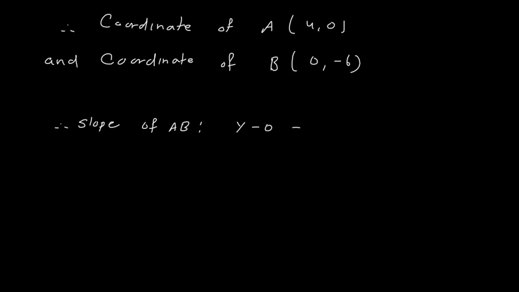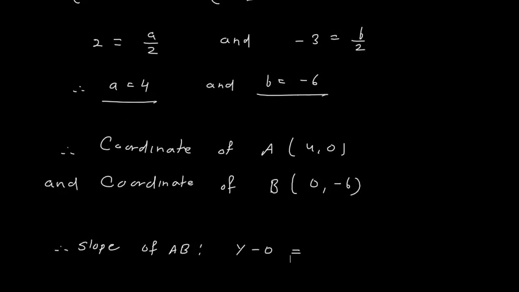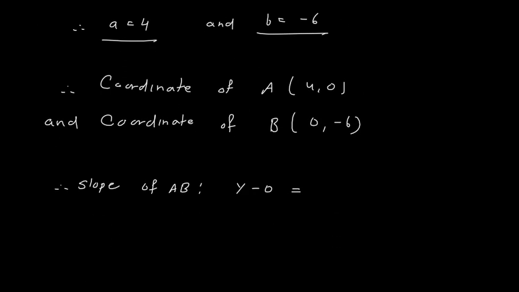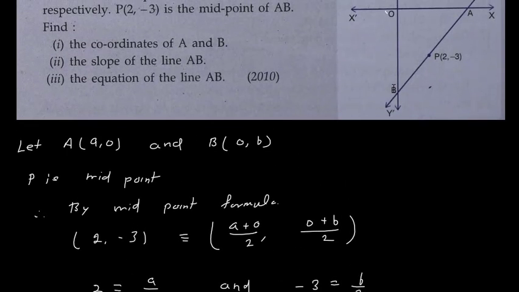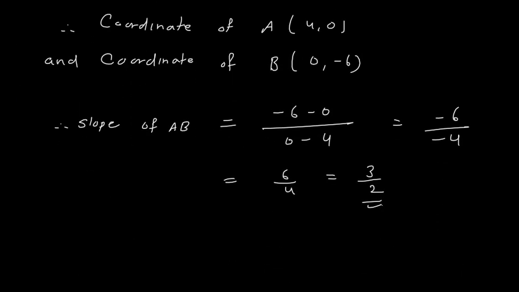Sorry, I am finding slope. Slope is y2 minus y1 upon x2 minus x1. So slope of AB is equals to, here y2 minus y1, so minus 6 minus 0 upon 0 minus 4. So this is minus 6 upon minus 4. So minus minus will cancel, 6 upon 4, which will be 3 upon 2. So this is the slope of AB. We got the slope of AB, and now we have to find the equation of AB.